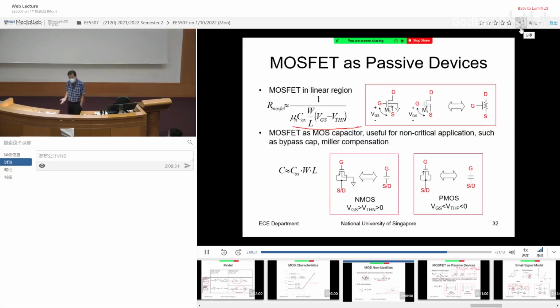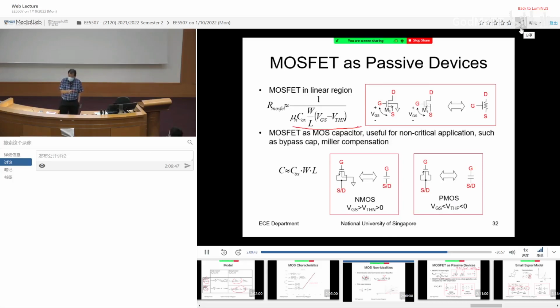In reality, you have to simulate and actually get the right resistor value. By using this equation, at least it gives you the ballpark figure. If I want to get a certain resistor value, how should I set the W over L? That will give you the ballpark figure.